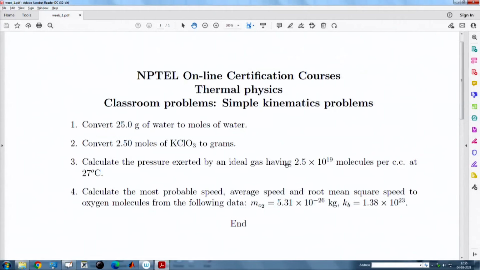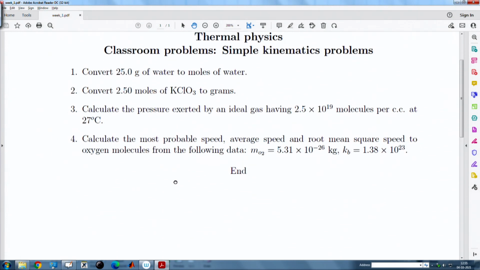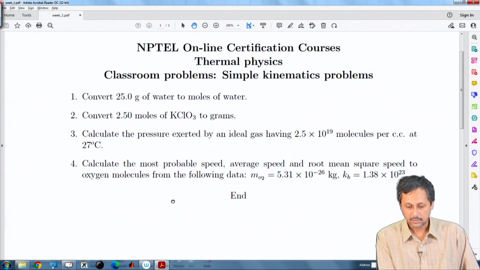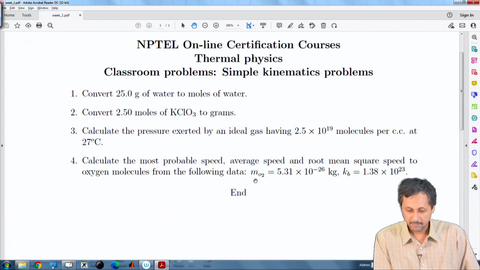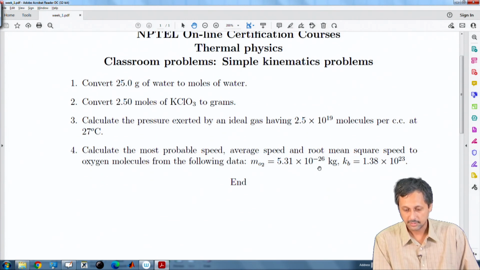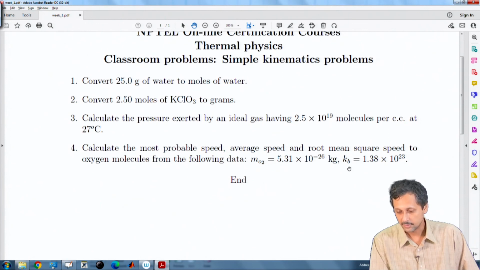Okay. So, for the fourth problem, it is once again a very easy problem. We just have to calculate the most probable speed, average speed and root mean square speed of oxygen molecules from the following data. M, the mass of one oxygen molecule, is given. Once again you see this mass is given in kgs here, and then we have the Boltzmann constant, which is 1.38 into 10 to the power minus 23. I forgot to include the units, but the units will be joules per Kelvin.